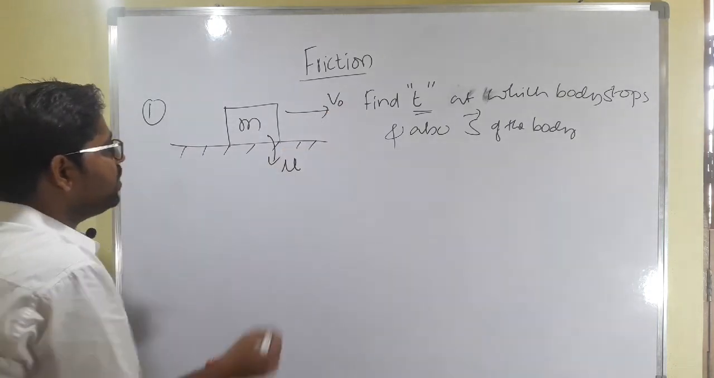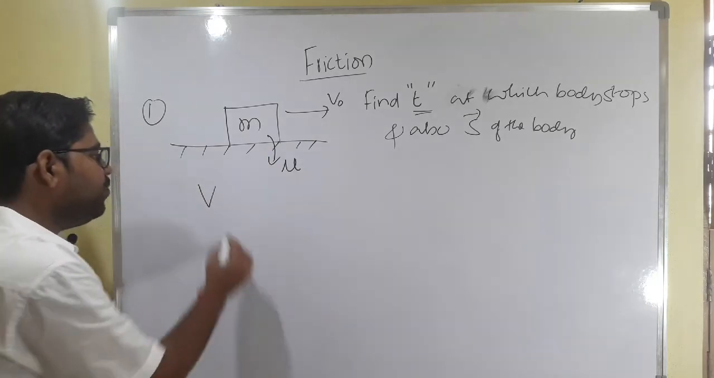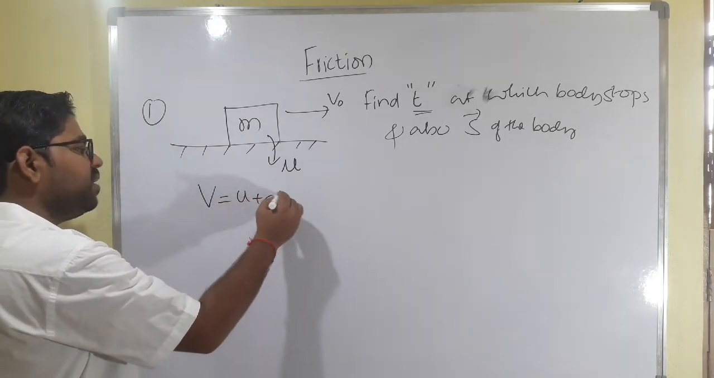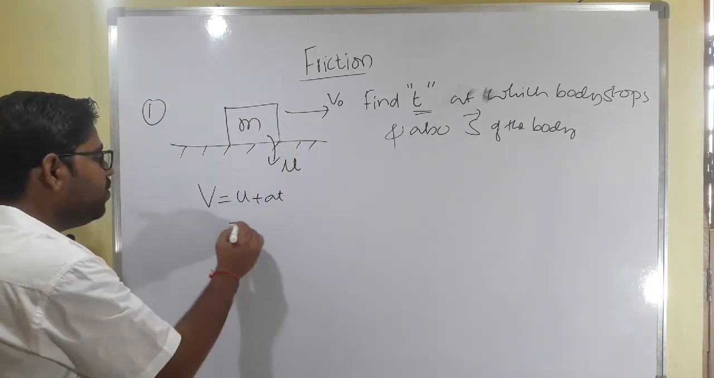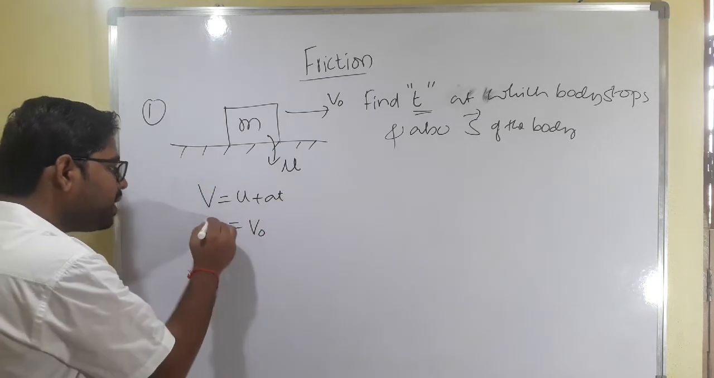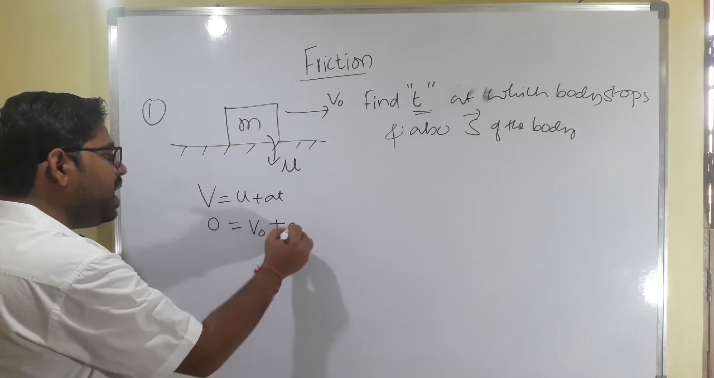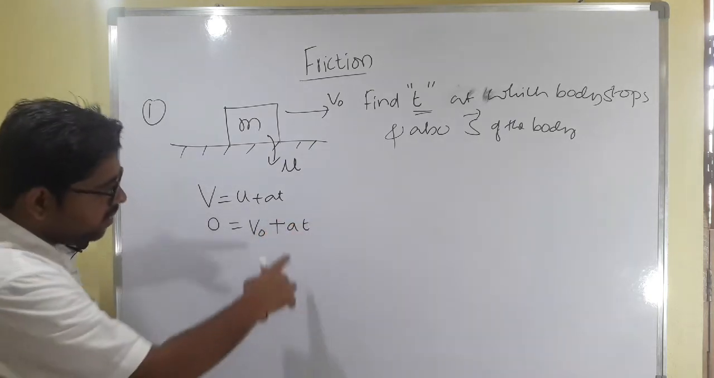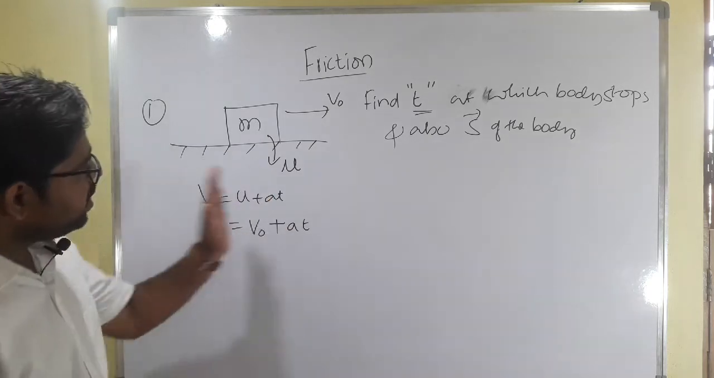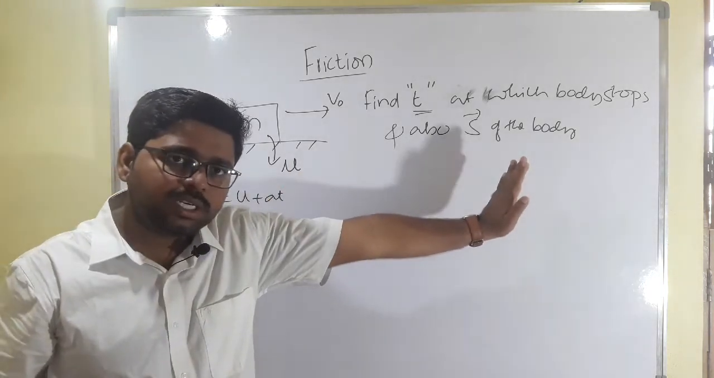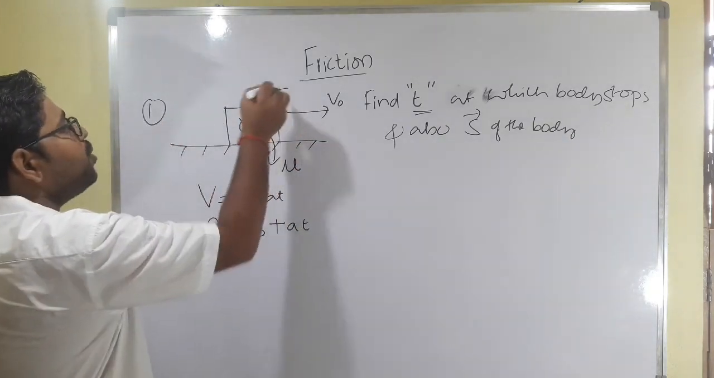Question 1, we will solve it. We know from the kinematic equation, v is equal to u plus at, right? Initially it is moving with velocity v naught, and when it stops, the velocity will be equal to 0. Then plus a into t, that time period we have to find out. When it stops, the acceleration is acting in the opposite direction.